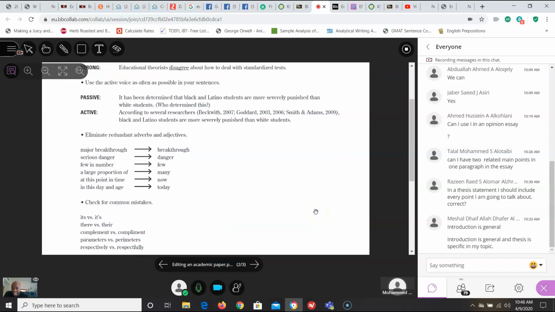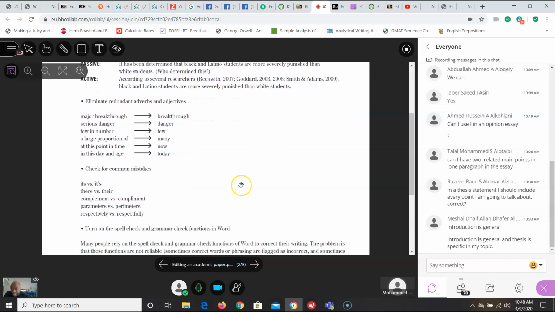Eliminate redundant adverbs and adjectives. All right. Or cliches. Major breakthrough, serious danger. Just say breakthrough, danger. Few in number, just say few. The whole point to great writing is less is more. Okay? So if you have a very long sentence, and sometimes you need long sentences to make a point, but if you have a lot of long sentences, you need to really question whether you can shorten that sentence. Because the longer the sentence, the more likely that sentence is going to not be understandable, and you're going to have coherence issues. Okay?